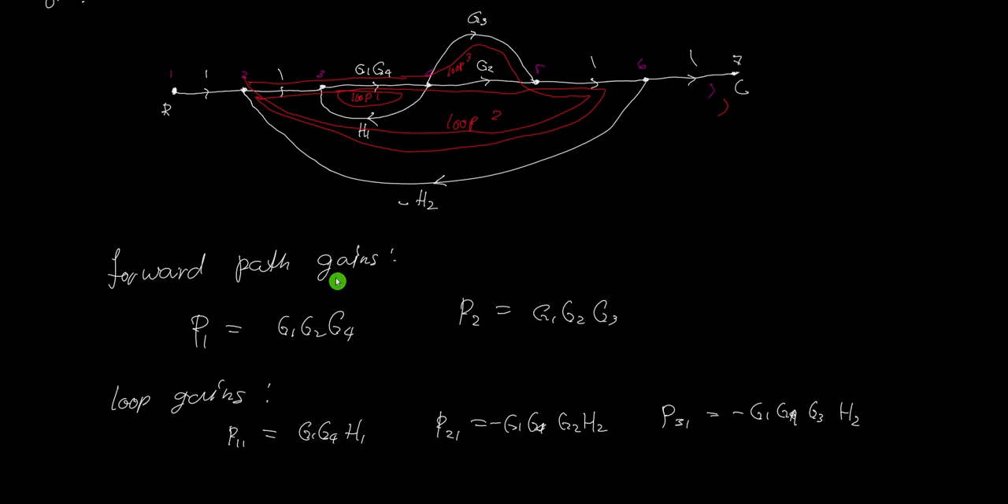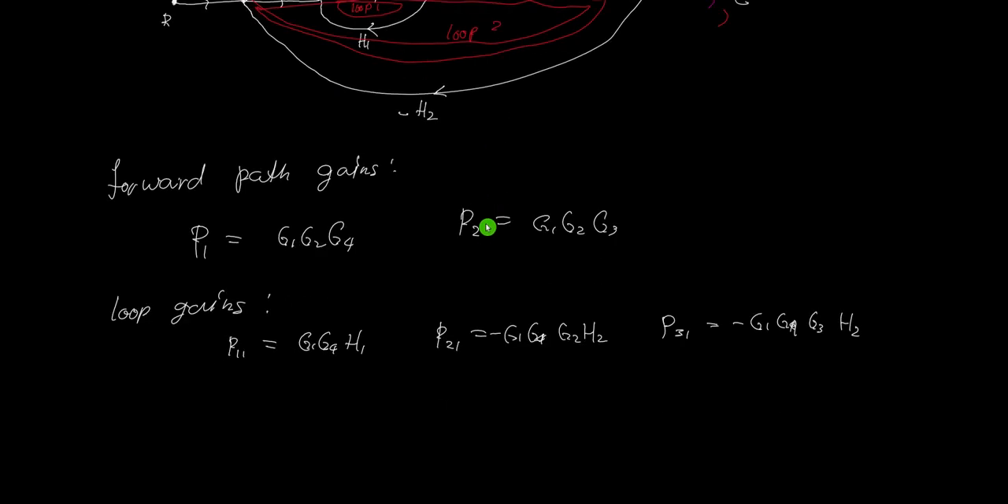Next, are there any non-touching loops? Do we have any non-touching loops? So loop 1 touches loop 3. There are no non-touching loops because this is the bigger loop. It touches loop 1. Loop 2 also touches loop 3. Loop 3 also touches loop 1 and 2. So therefore, there are no non-touching loops.